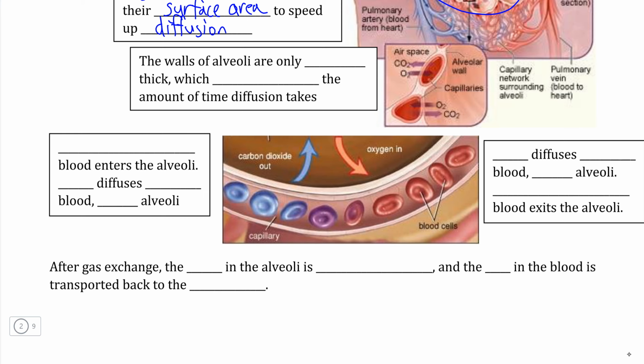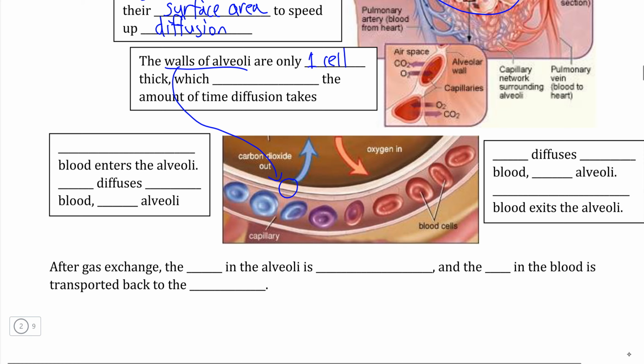So we can see that the walls of your alveoli, as we can see in this diagram here, are only one cell thick, which is a very, very short distance, and that means that the gases that are going to exchange are going to take a lot less time in order to diffuse to where they need to go.